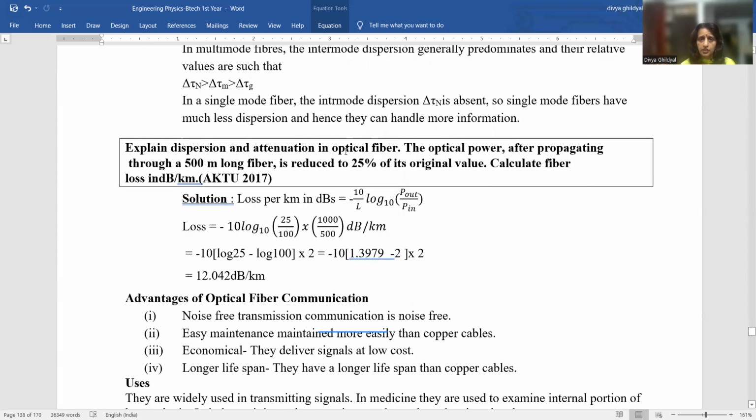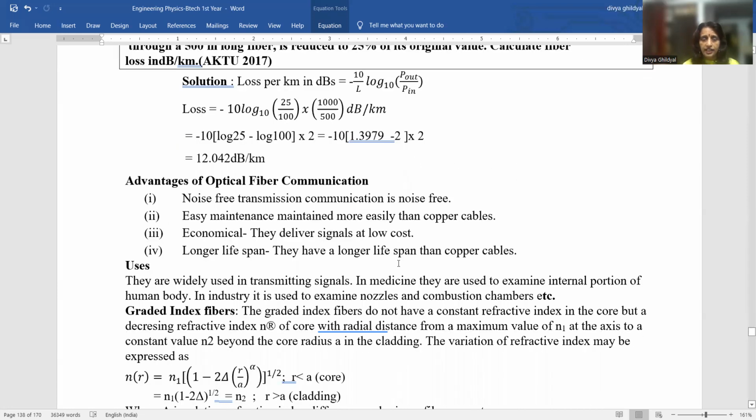So explain dispersion and attenuation in optical fiber, and a simple numerical on Pi, P output upon P input. What are the advantages of optical fiber? See, optical fibers are very easy to maintain, lightweight compared to the original copper cables, easy to use, they are economical monetary wise, they deliver signals at a very less cost, they have a larger lifespan compared to the traditional copper cables, and they have a noise-free transmission communication.